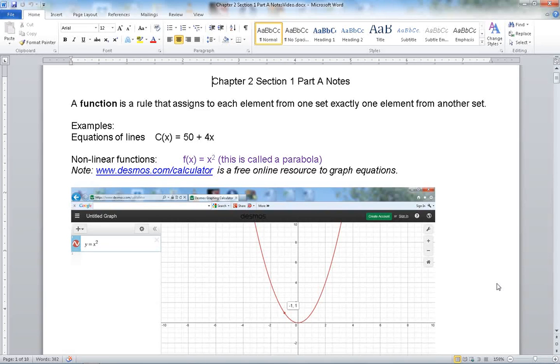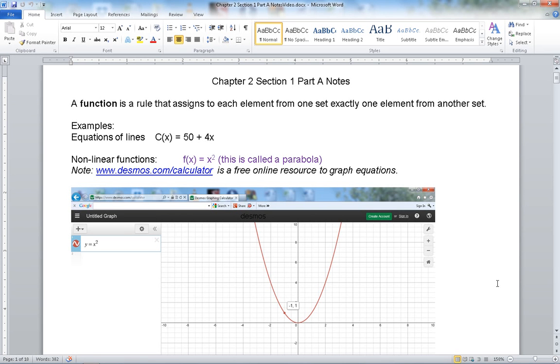In Chapter 2, we're going to look at functions, which is going to expand our list of graphs. So instead of only looking at lines, we're going to look at a broader group or class of functions. Now, functions can be thought of as a rule which assigns to each element from one set exactly one element from another set.